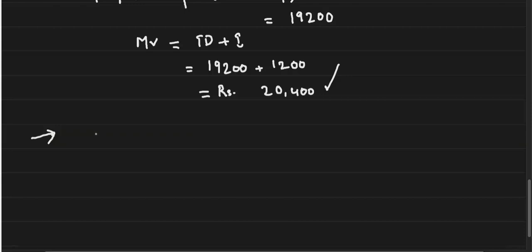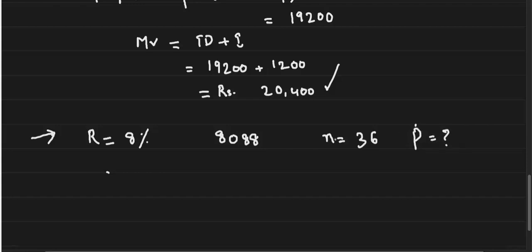Rajan deposits monthly in a recurring deposit, and the rate of interest is 8%. He gets rupees 8088 from the bank after 3 years. After 3 years means 36 months. Find the monthly installment that he paid to the bank in the recurring deposit account.